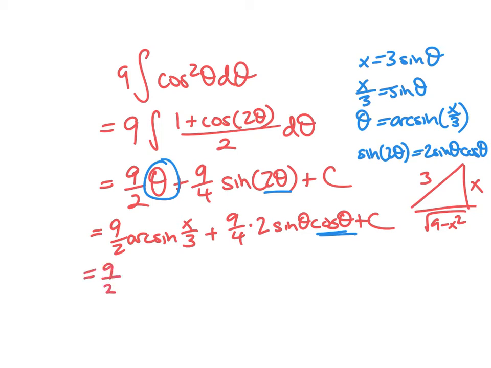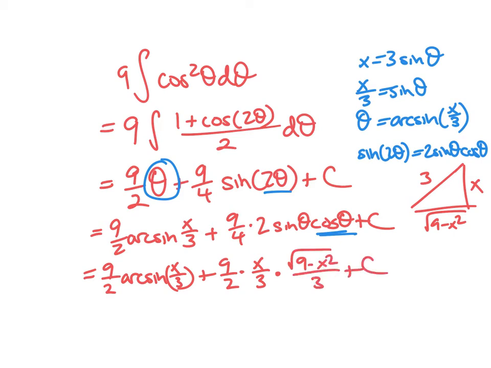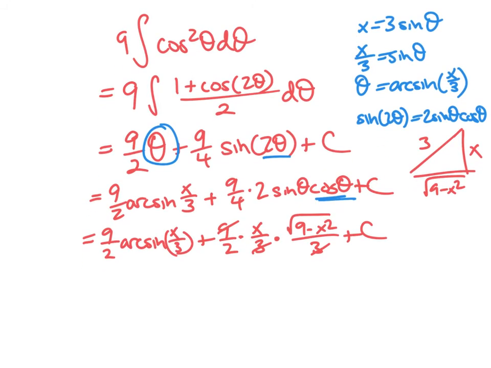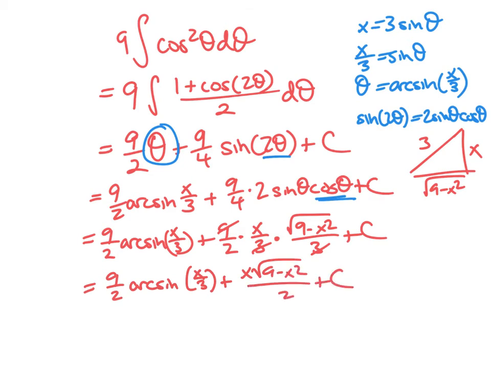And so this becomes 9/2 arc sine of x over 3. This is also a 9/2. Sine of theta is x over 3. And cosine theta is the square root of 9 minus x squared over 3. Plus c, these guys would cancel with the 9. And our final answer, at long last, is 9/2 arc sine of x over 3 plus x root 9 minus x squared over 2 plus c.